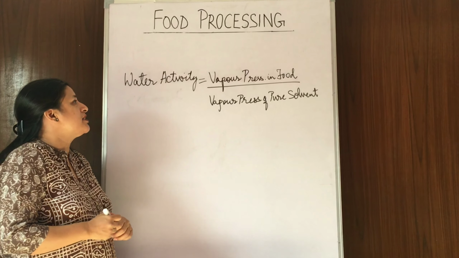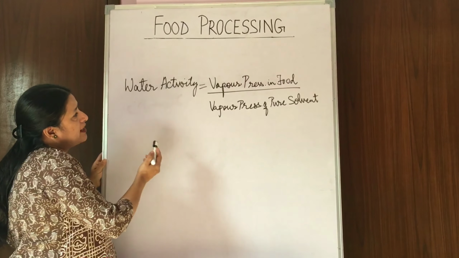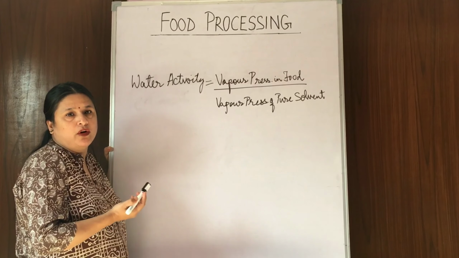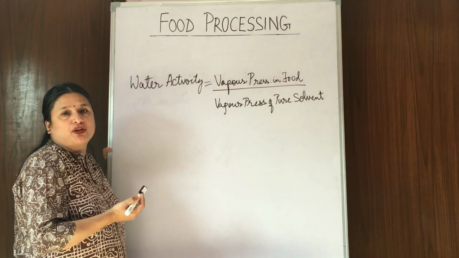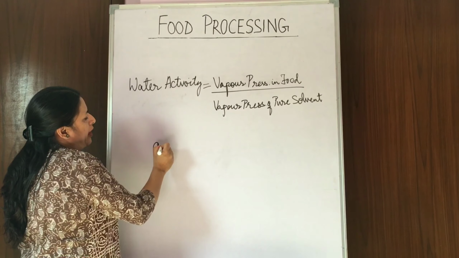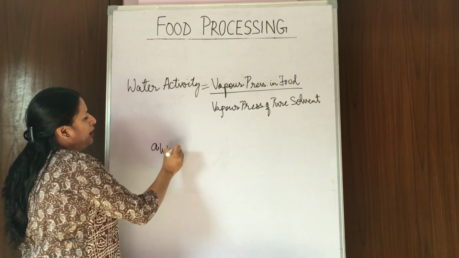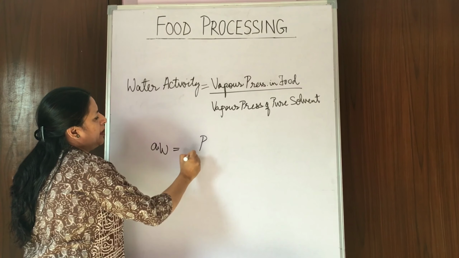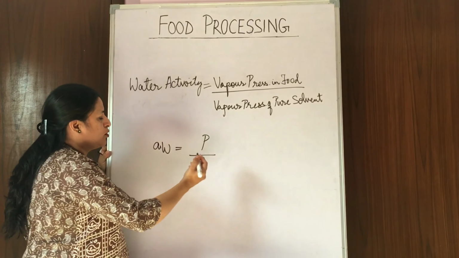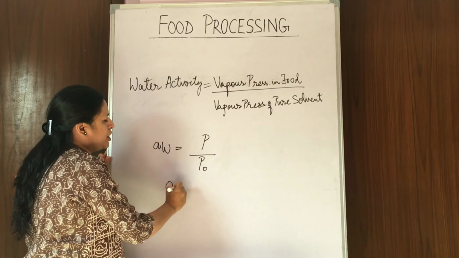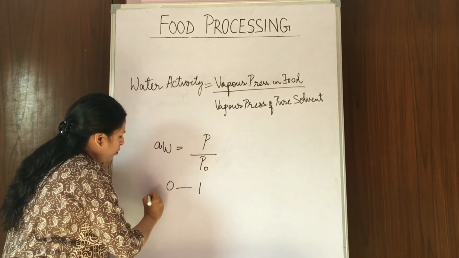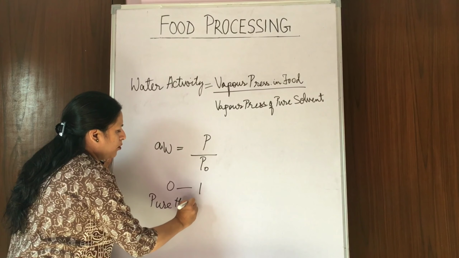So let us see what is water activity. Water activity can be defined as the ratio of the vapor pressure of water in the food in relation to the vapor pressure of the pure solvent. The formula for water activity is a_w equal to P upon P0, where P0 is the vapor pressure of the pure solvent. It ranges between 0 to 1, where the vapor pressure of pure water is always 1.